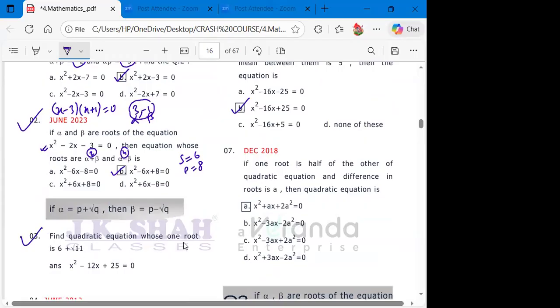Find the quadratic equation whose one root is this. Remember, if one root is 6 plus root 11, the other will be 6 minus root 11. If I add both of them, the sum is 12, and the product, a plus b into a minus b, is 6 square, which is 36, minus 11, which is 25. The equation will be x square minus 12x plus 25 equals 0. So the answer they have already given.